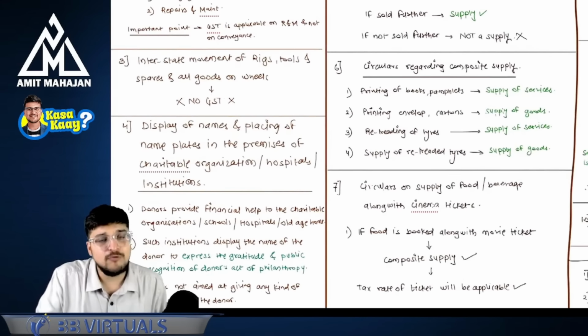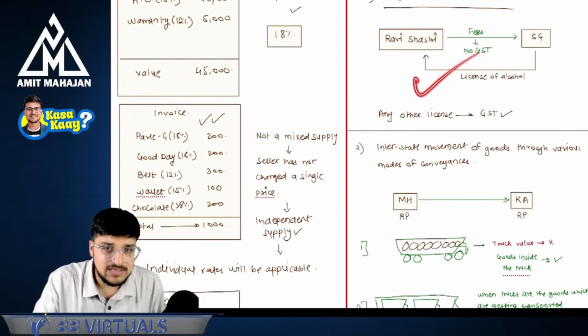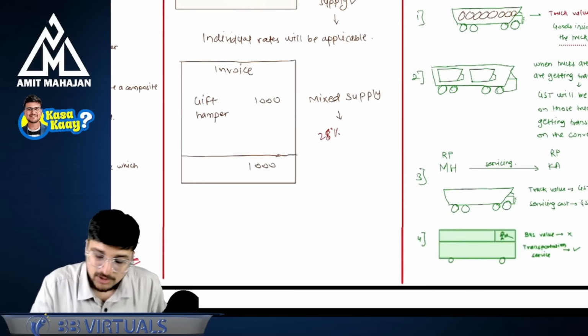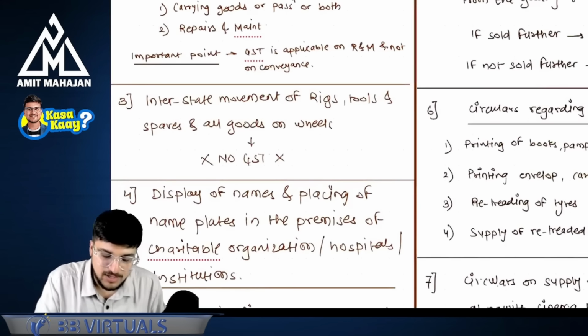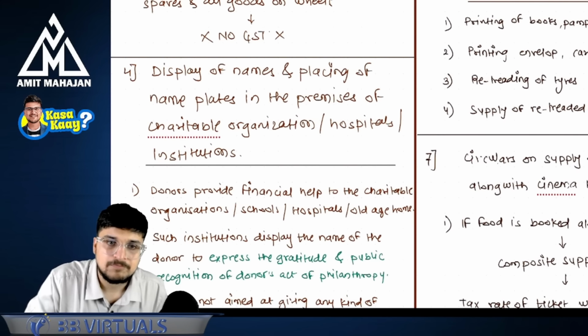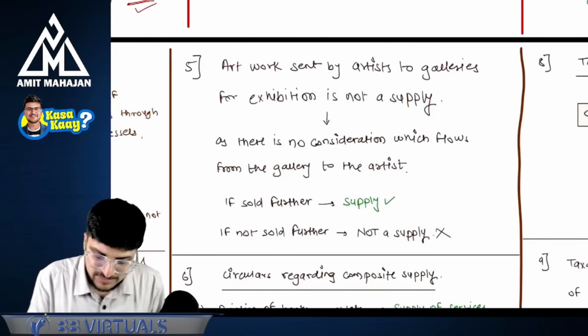Perfect. So 4 circulars which we saw. First circular is in relation to liquor license. Second circular is in relation to interstate movement of goods. Third circular is in relation to rigs and tools spare parts. Fourth circular is in relation to display of names. Perfect. Everybody clear? No problem. Let's move ahead with the next part.